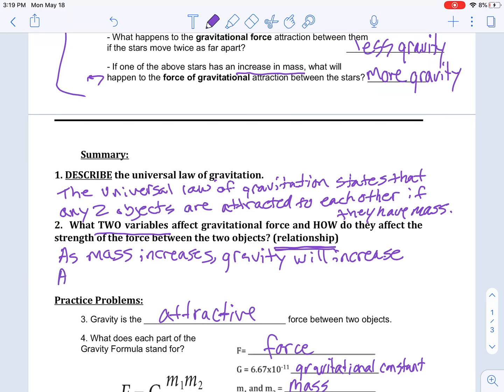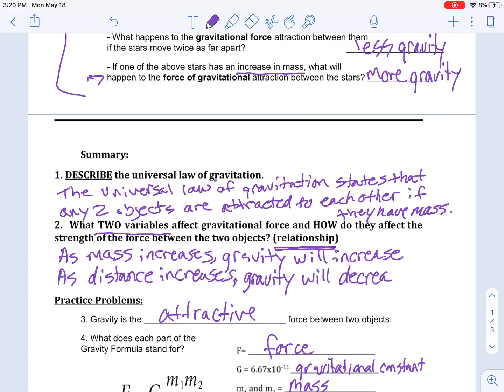Okay, the second variable is distance. As the distance between them increases, what happens to gravity? Well, if they move farther and farther apart, there's going to be less and less of an attraction, so gravity will decrease. Okay, or the force of gravity will decrease.